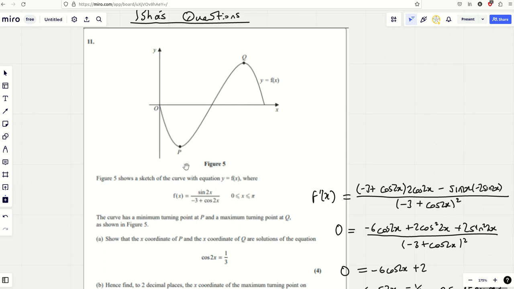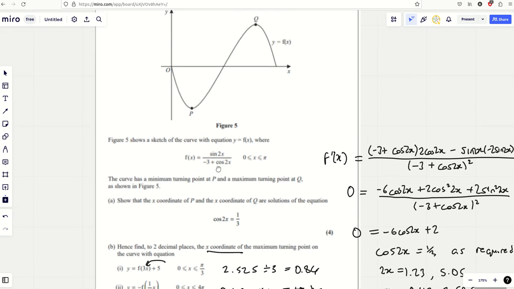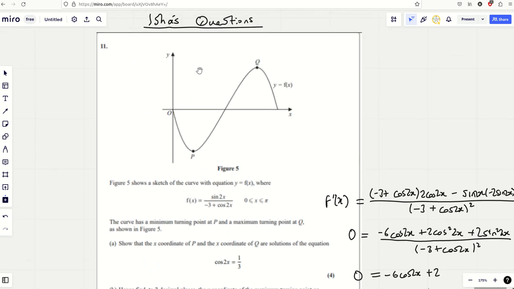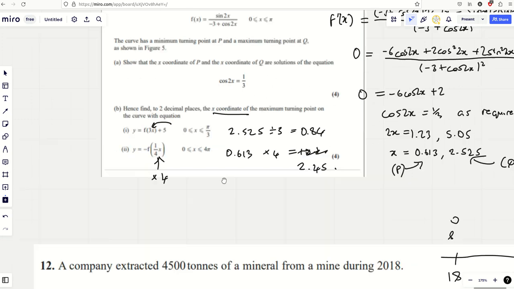So what we should use here is P's coordinate, which is 0.613, and times that by 4, not Q's coordinate timesing it by 4, just because the reflection in the x-axis leads to the minimum becoming the maximum and the maximum becoming the minimum. And they ask for the maximum turning point in the curve. So that was your first question.